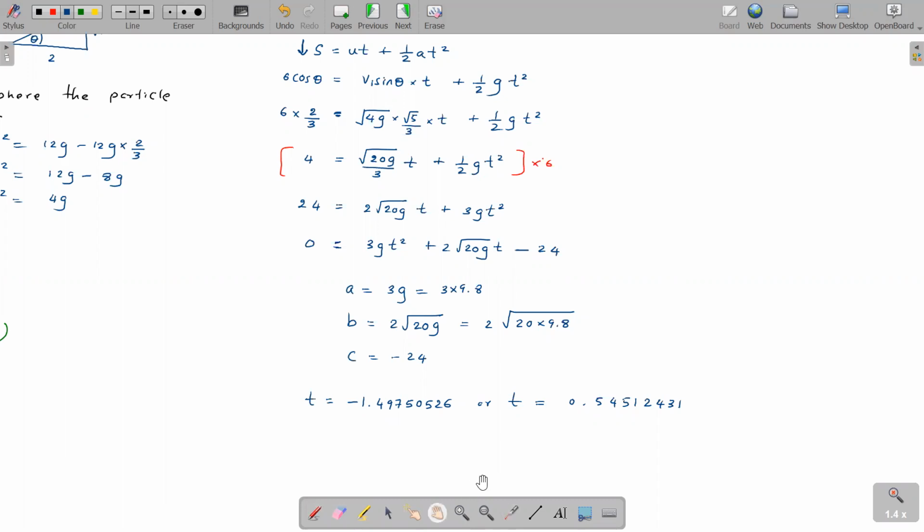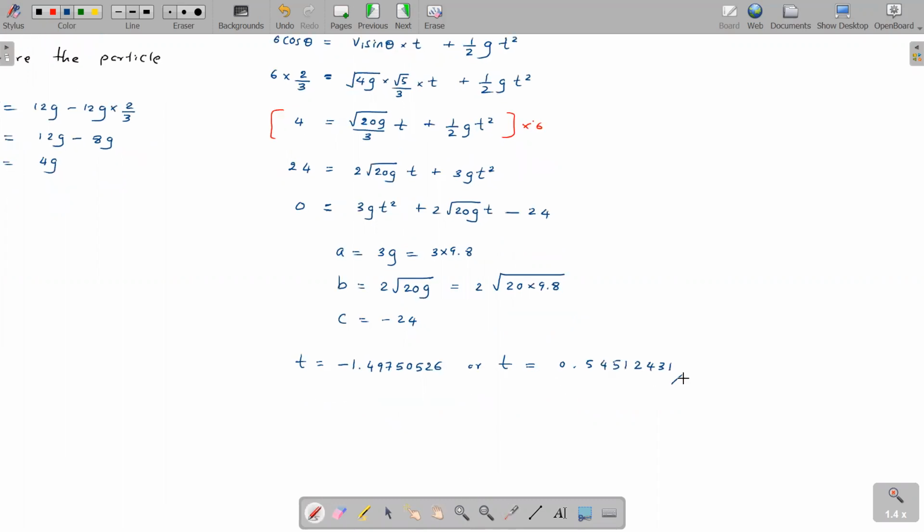Definitely t is not negative. You understand t should be the positive value, right? So this is not possible. Therefore t is positive, and t should be 0.545124341. All right, so we can't get rid of the decimal. We'll have to go with it.